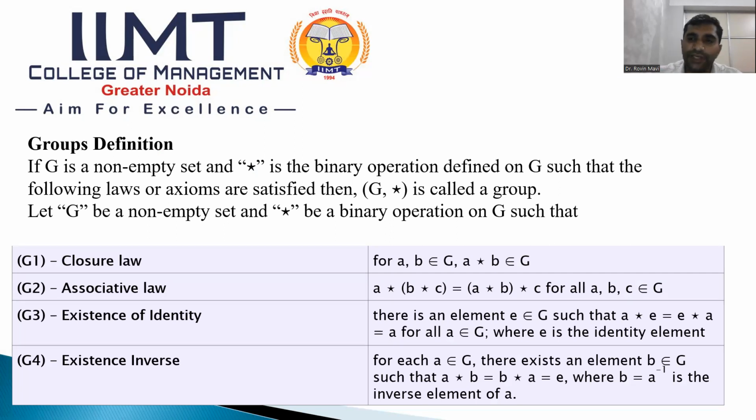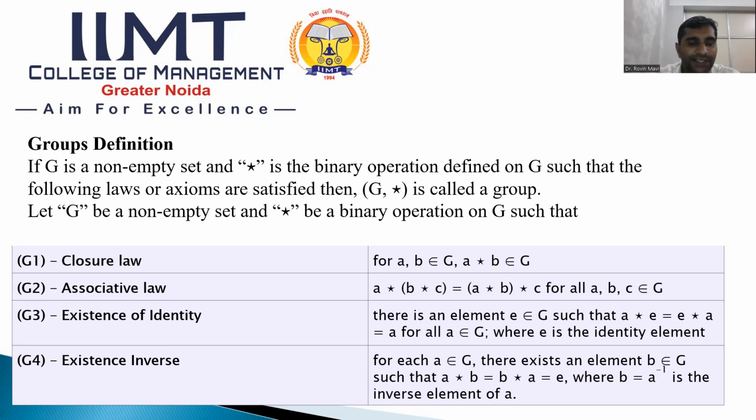Group. Let G be a non-empty set with a binary operation star. G with star is called a group if it satisfies the following properties. First property, closure property: for a, b belonging to G, a star b belongs to G. Second property, associative law: (a star b) star c is equal to a star (b star c) for all a, b, c belonging to G.